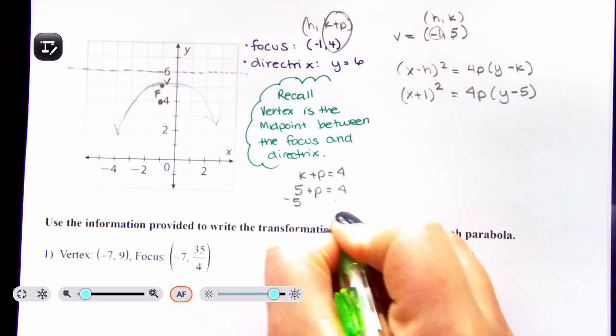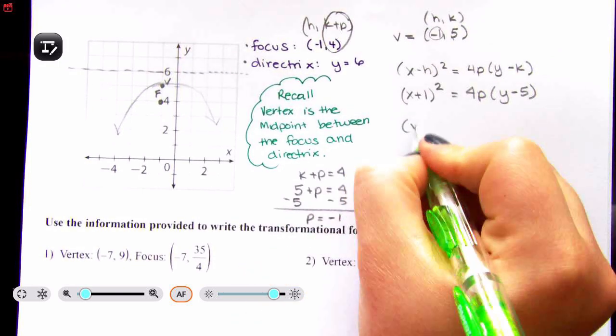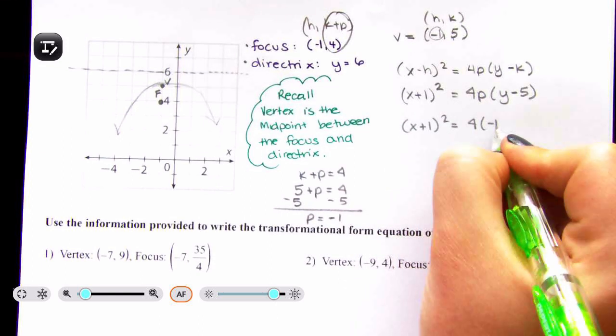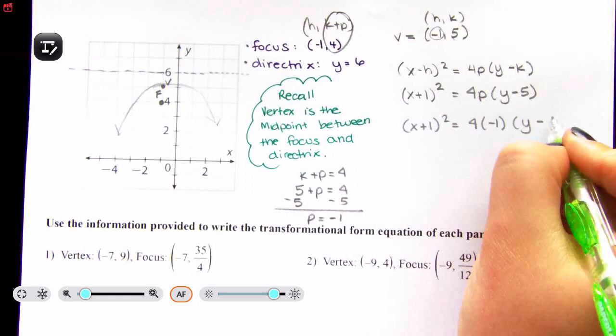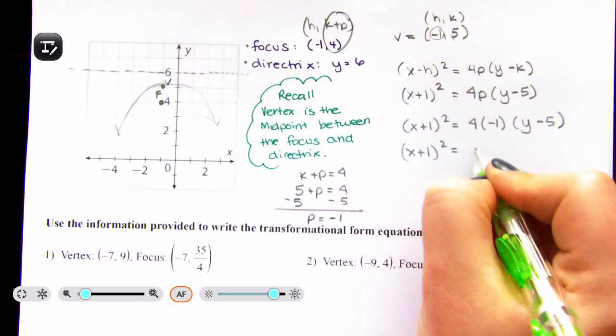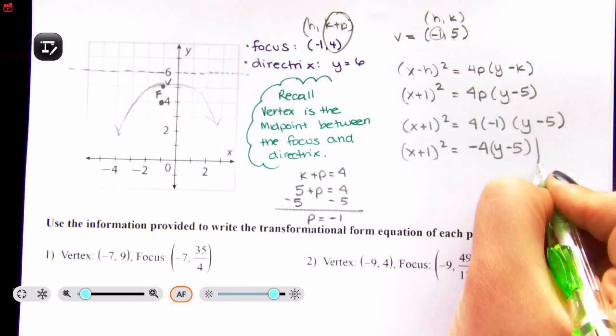So I'm going to subtract. P is equal to -1. So I have (x + 1)² is equal to 4 times -1 times (y − 5). Simplify that one last time. And you have your equation.